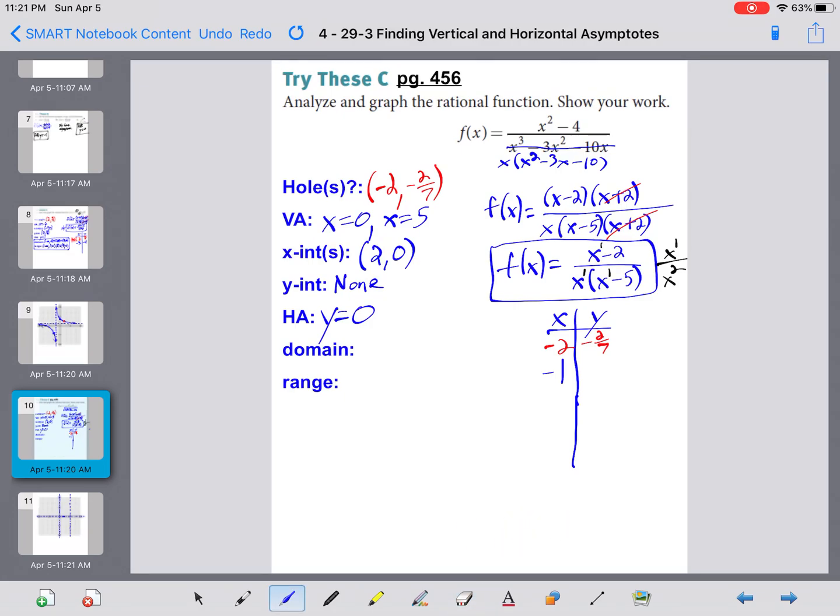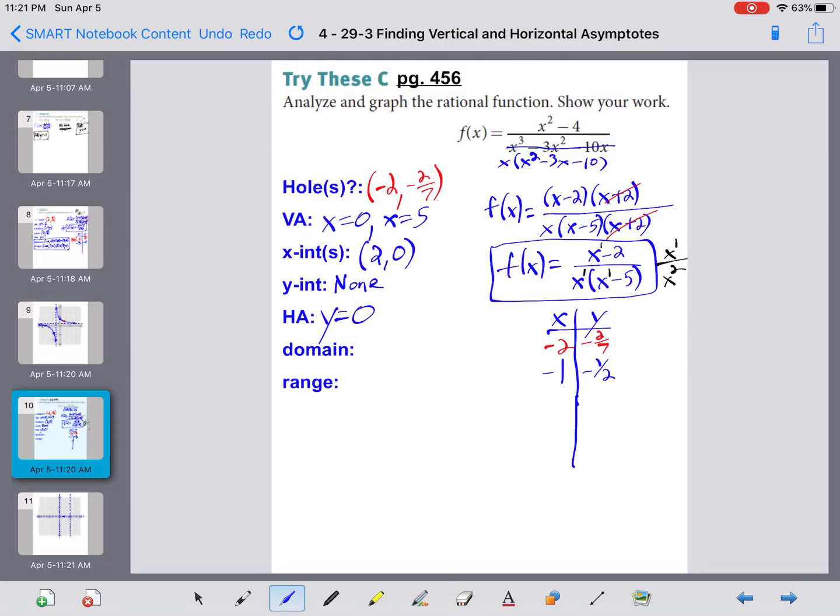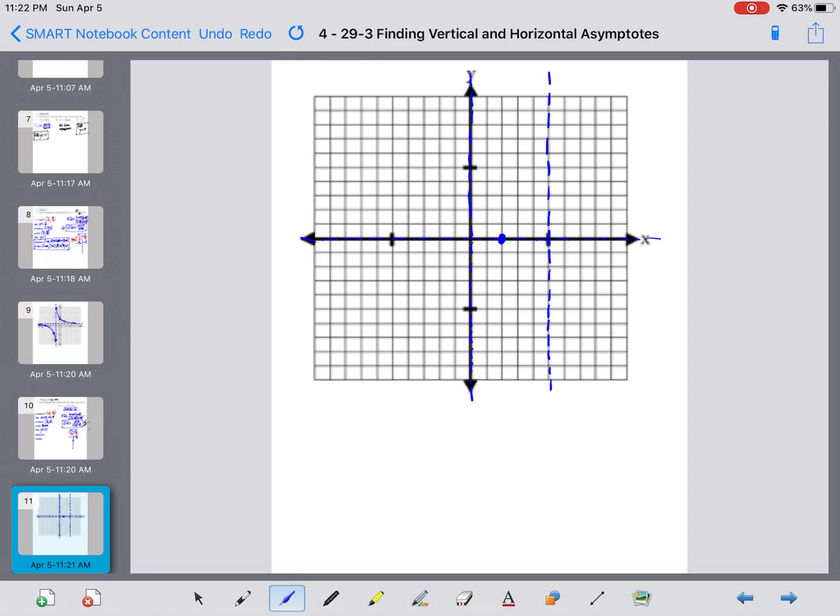It doesn't matter. So if I plug in -1, I get -3 up top. I get -1, and then I get -6. So that turns into -3 over +6, which is -1/2. -3 up top, -1, and then -6. So -1, -1/2. Coming to my graph, -1, -1/2, I've got a point down there.